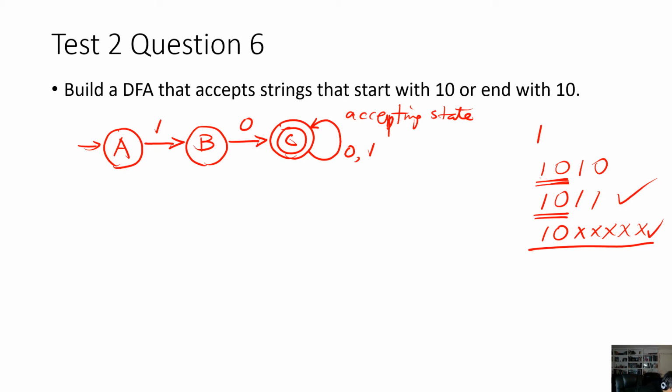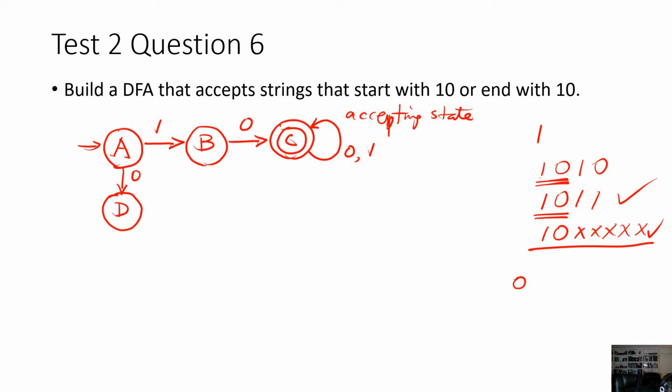Now, what if we're in the starting state A, but the input value is 0? Okay. That means the string is going to start with 0. If the string starts with 0, this string is never going to start with 1, 0, right? So in order to make the string acceptable, we have to make sure that the string ends with 1, 0. Okay, that's the only chance that the string is going to be accepted. So let's say if the input is 0, then we are going to the next state, D.